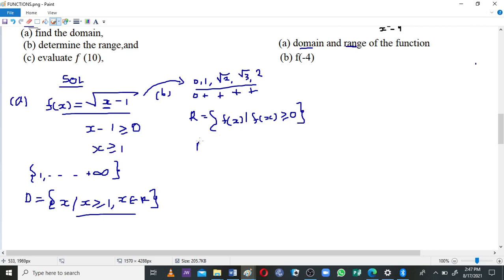Others write this as range is equal to y, because f(x) is simply the y value that you get. So the y values that you'll be getting for every value of x in the domain that we have defined for this function will always be greater than or equal to 0. So this is the range.